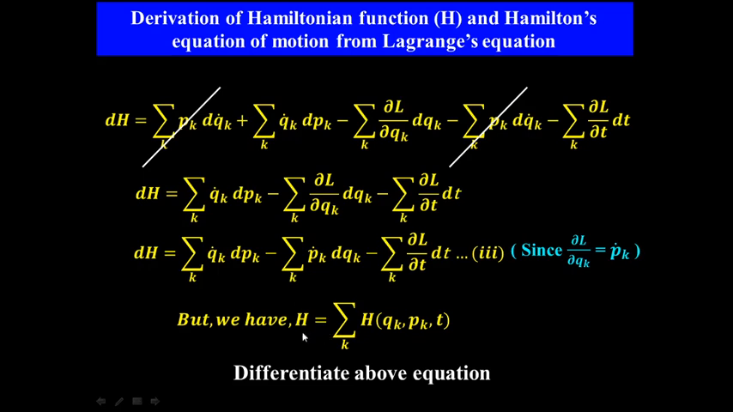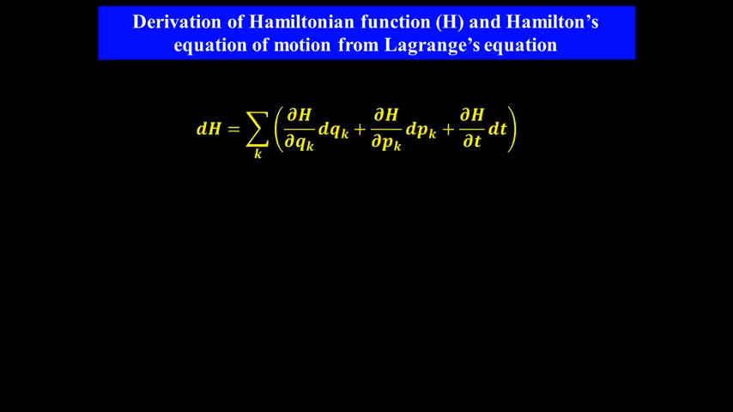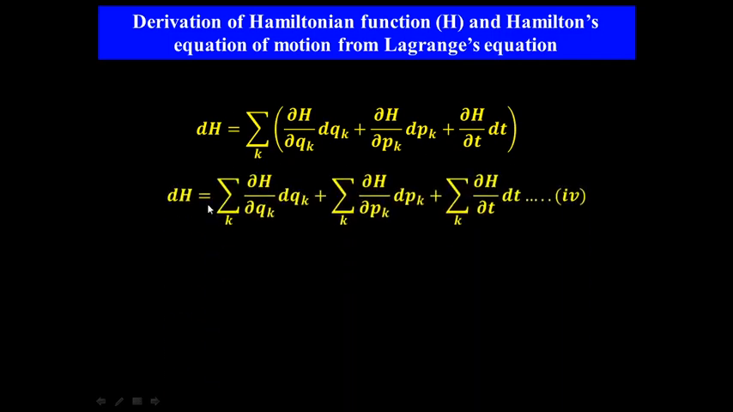On the left hand side we will get dH, and on the right hand side del H by del QK into dQK, plus del H by del PK into dPK, plus del H by del T into dt. So dH is equal to summation over K del H by del QK into dQK plus del H by del PK into dPK plus del H by del T into dt. We will separate the summations. Suppose this is equation number 4.